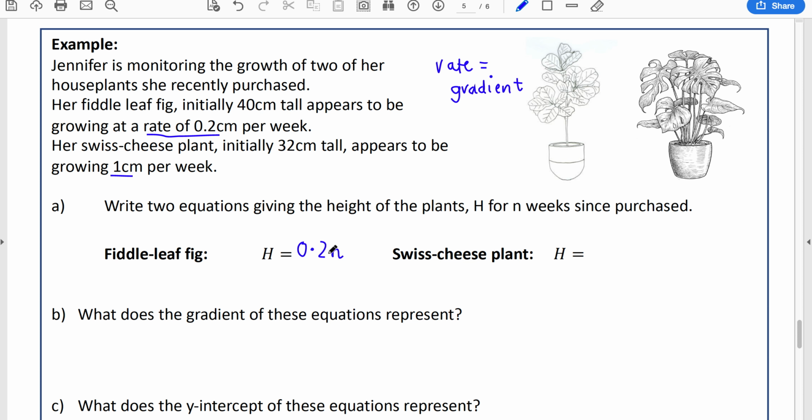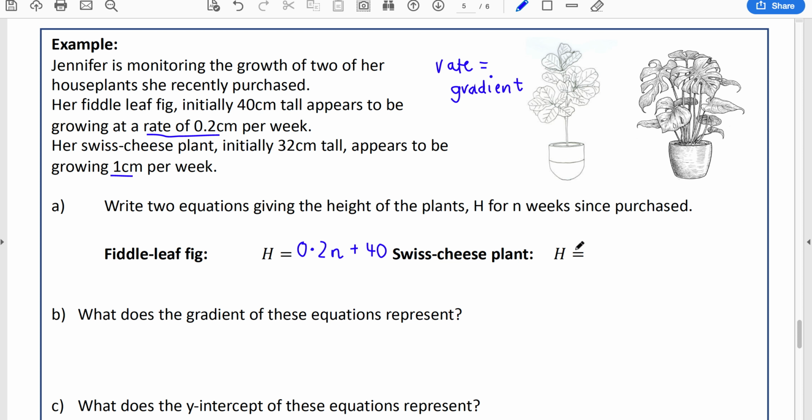But we also want to add on to that height what it started off as. So the fiddle leaf fig started off with a height of 40 centimeters. So if we put the plus 40 on the end, of course that's our y-intercept. Then we've got our equation now. We've got our gradient and we've got our y-intercept. We've got our height because if you consider after 1 week it'll be 40.2. After 2 weeks it'll be 40.4, etc.